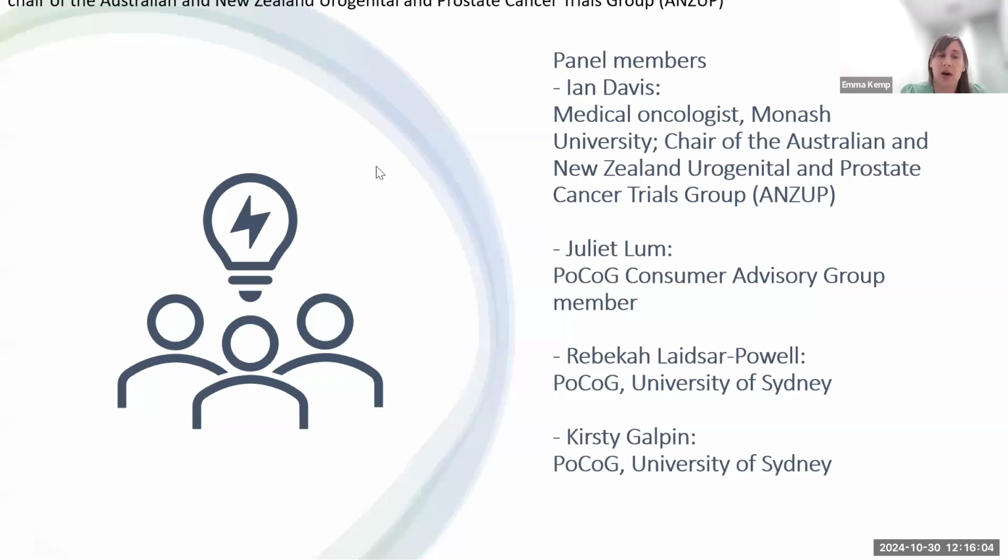To introduce our panel members who have very kindly given their time today, if people can give a wave or say hello when I introduce you. We have Ian Davis. Ian's a medical oncologist and is affiliated with Monash University. He's also the chair of the Australian and New Zealand Urogenital and Prostate Cancer Trials Group, or ANZUP.